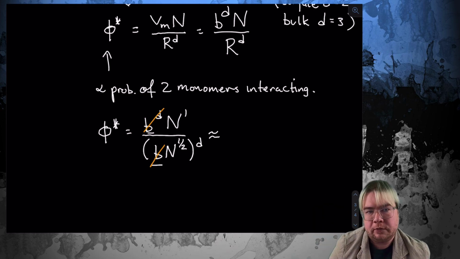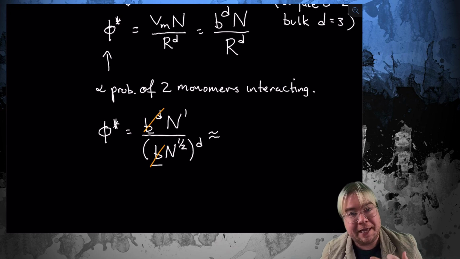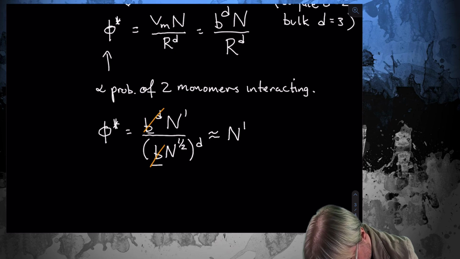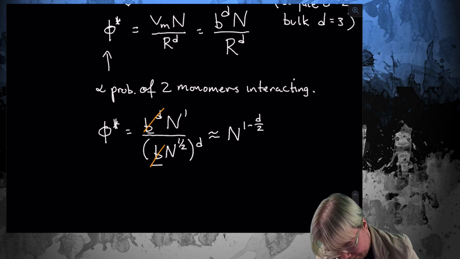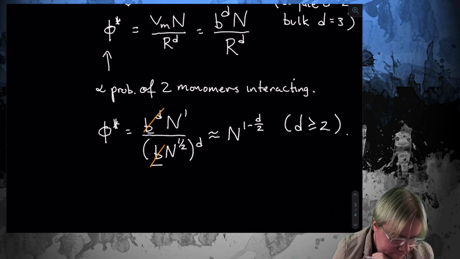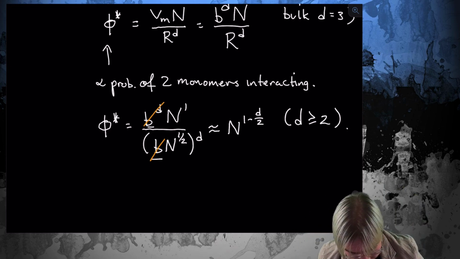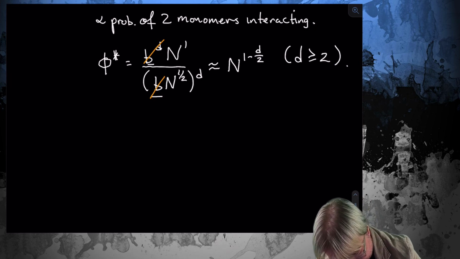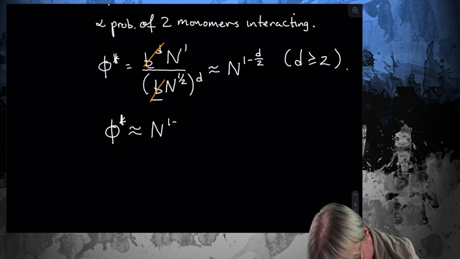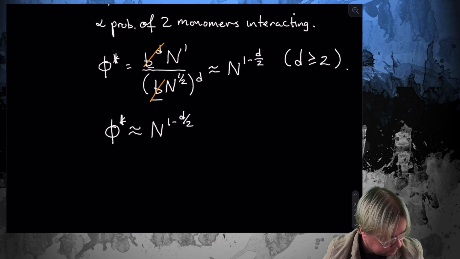So this is approximately equal to, right? We're being kind of approximate here. We've left off the prefactor. So this is approximately equal to n to the 1 minus d divided by 2. And again, the assumption here is that d is greater than or equal to 2. So I have my overlap concentration. So phi star is approximately n to the 1 divided by d over 2.